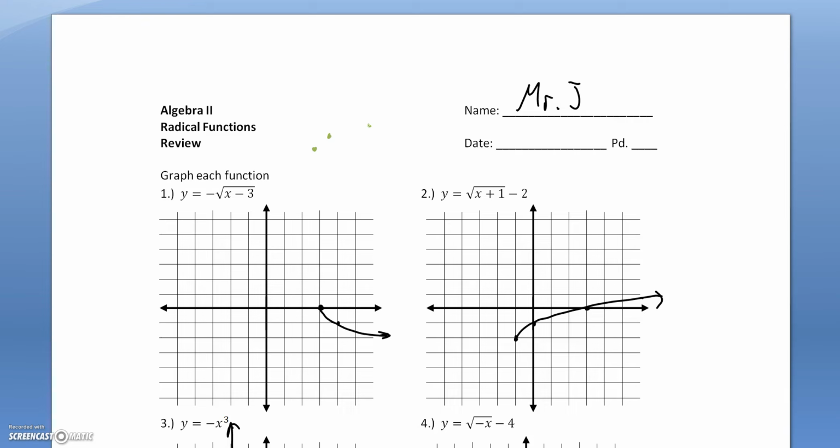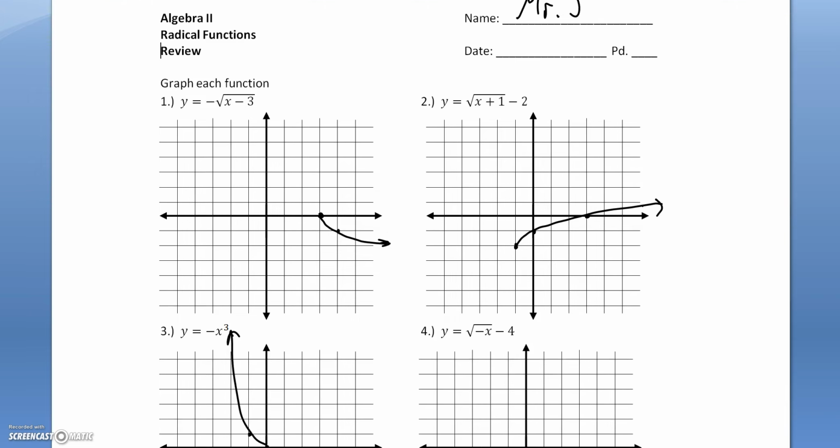So the first one is going to follow that standard pattern, except it's going to open down because of the negative, and it's going to move to the right 3 because of that minus 3. So the vertex is now at (3, 0), and it's going to open down but use that standard shape, okay? And that's how I get the graph that I came up with over here.